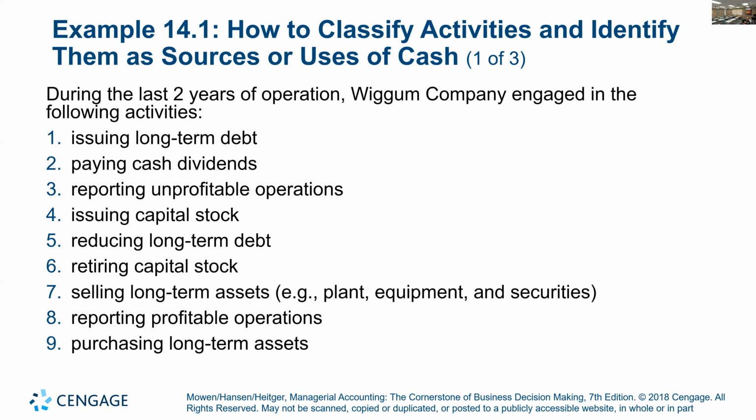Well, that's going to be kind of a non-cash activity because if we're retiring it, we've already bought it back. If we were buying back capital stock, it would be financing. That needs a little bit more explanation. Selling long-term assets, that would be investing. Profitable operations, it is an operating, and purchasing long-term assets is investing.